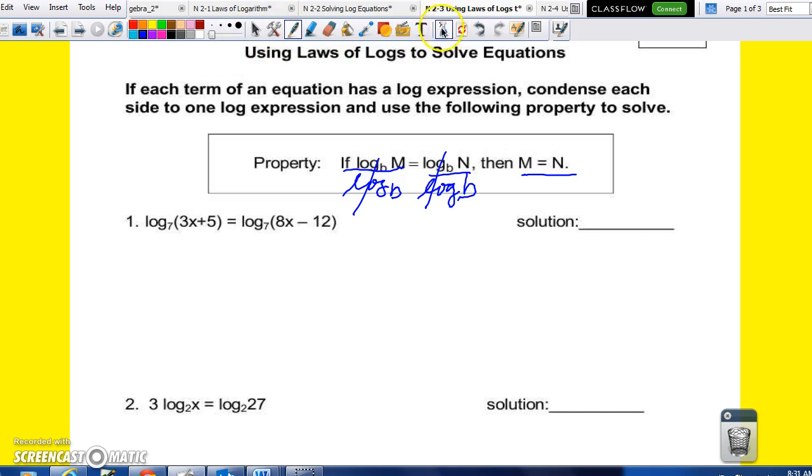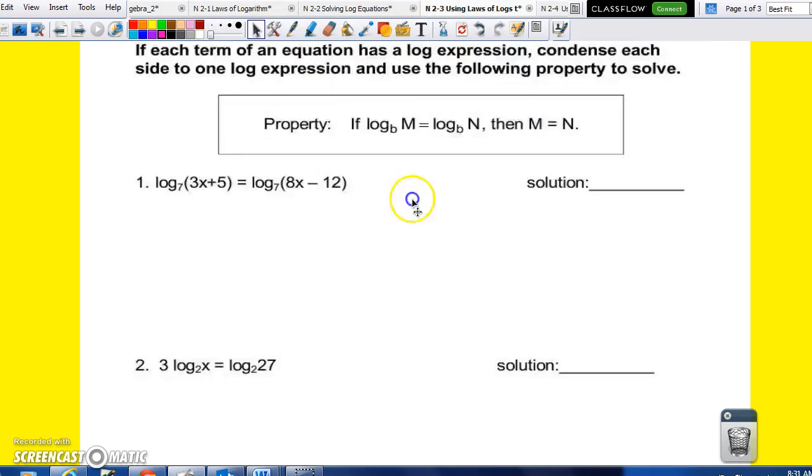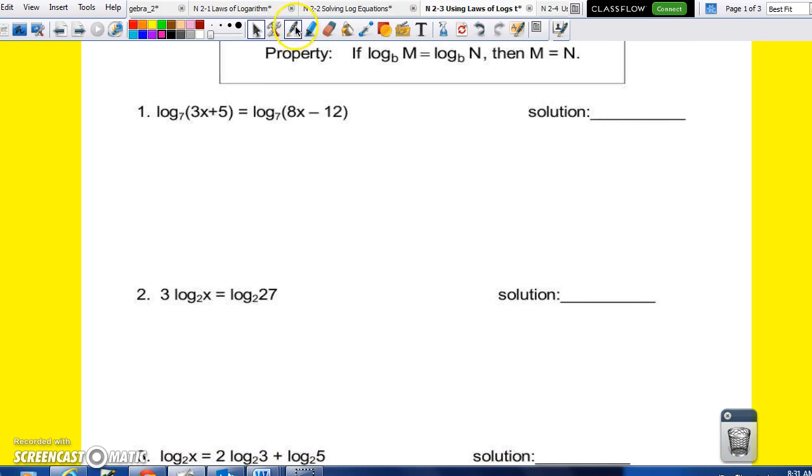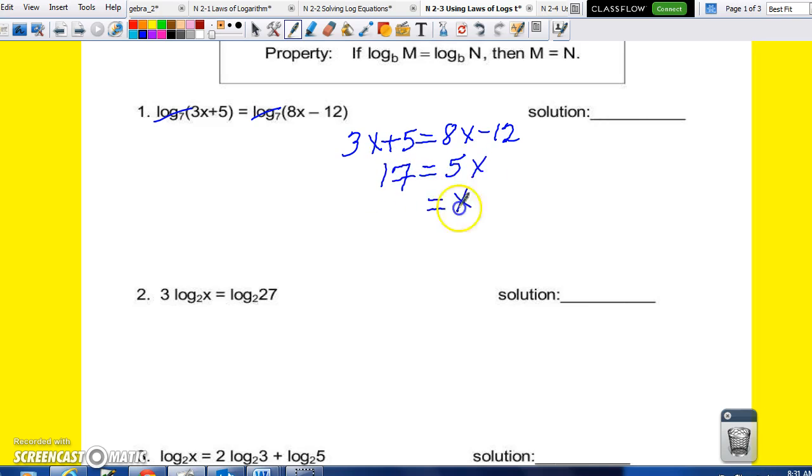So let's look at number 1. Because I have the same logs on both sides, I can get rid of the logs, and I really just have 3x plus 5 equals 8x minus 12. Take my 3x over, I'll get 5x. Bring my 12 over, I get 17. Divide by 5, I get x equals 17 over 5.